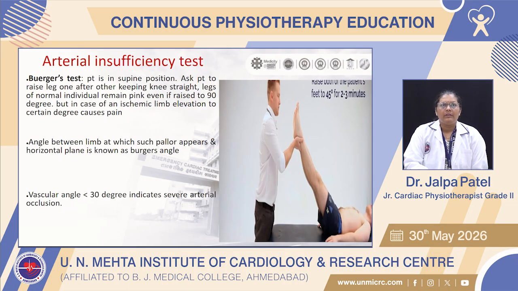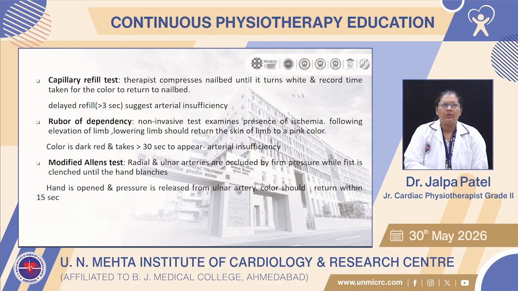Now we are going on to arterial insufficiency tests. First is Buerger's test. The patient is in supine position. Ask the patient to raise the legs one after the other keeping the knee straight. Legs of a normal individual remain pink even if raised to 90 degrees. But in case of an ischemic limb, elevation to a certain degree causes pallor and pain. The angle between the limb at which such pallor appears and the horizontal plane is known as the Buerger angle. A vascular angle less than 30 degrees indicates severe arterial occlusion.